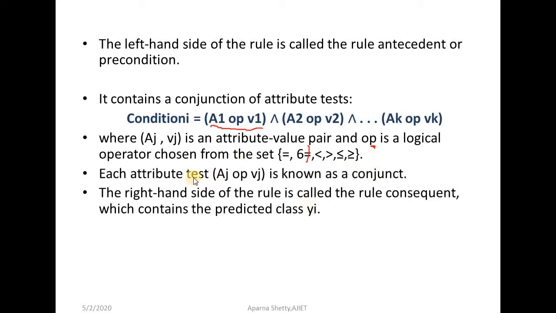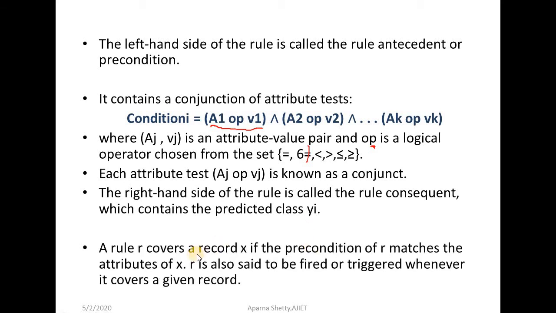Each attribute test, that is Aj operator Vj, is known as a conjunct. The right hand side of the rule is called the consequent. In that implication rule, the right hand side is the consequent, which contains the predicted class yi.